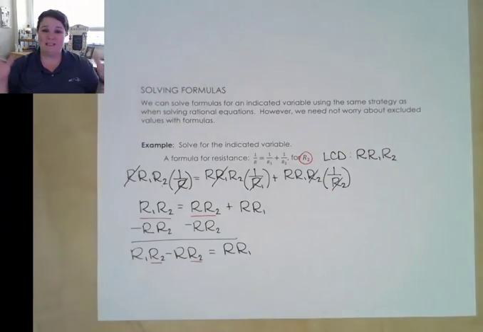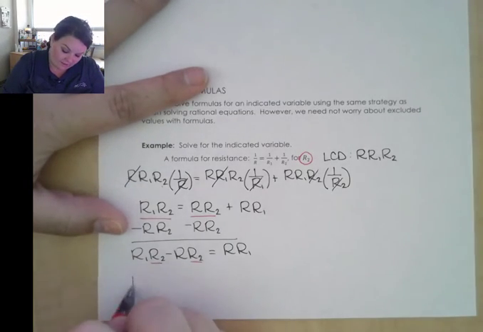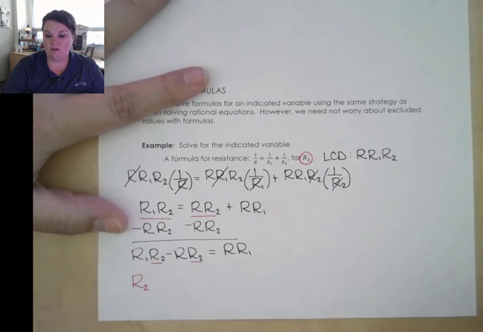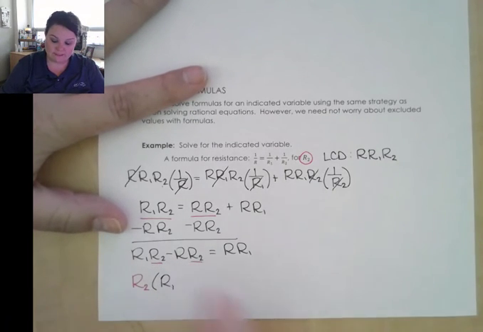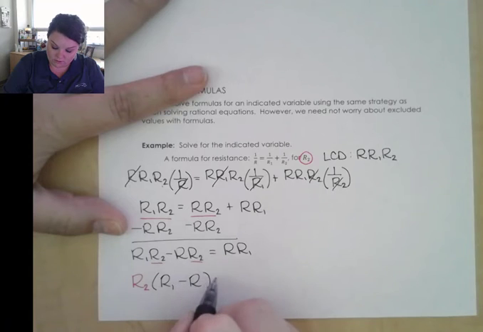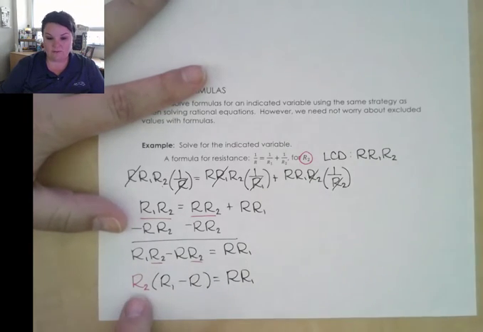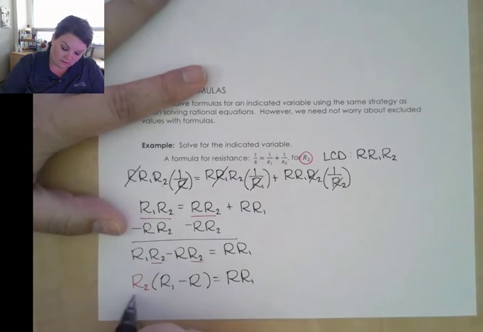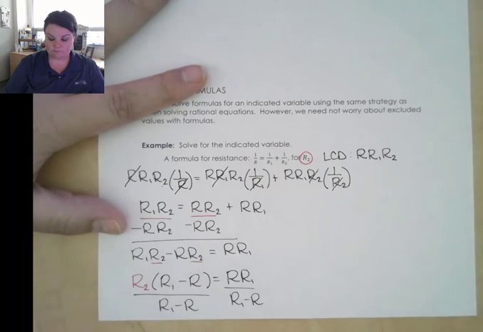Now that my r2's are on the same side, I can't combine these two terms, right? The only way to get r2 by itself is to factor it out like a greatest common factor. So when I factor out that r2, the first term is going to be left with r1, and the second term is going to be left with a negative r, is equal to r1. And then the last thing we do to get r2 by itself is divide off this quantity that we don't need. So we're going to divide off r1 minus r.